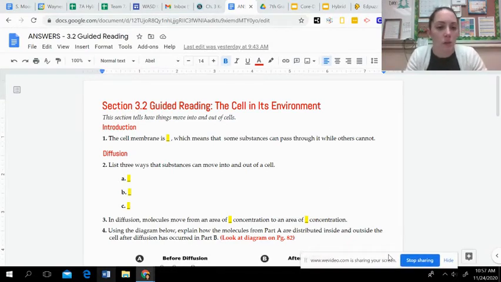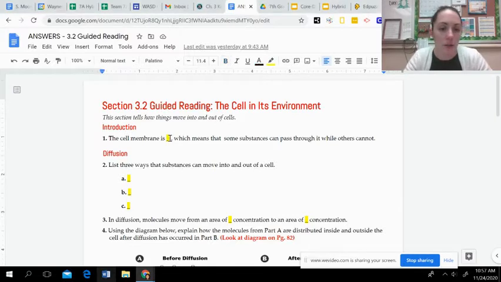All right, guys, we're going to go through our section 3.2 guided reading. You should have gotten these finished yesterday. If you needed to, you can work on them some more today, but I just want to go through the answers so you can check to make sure you have the correct notes filled in.